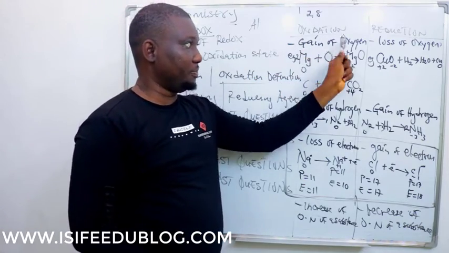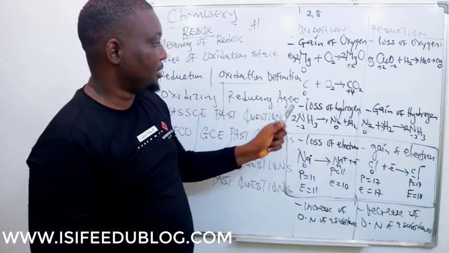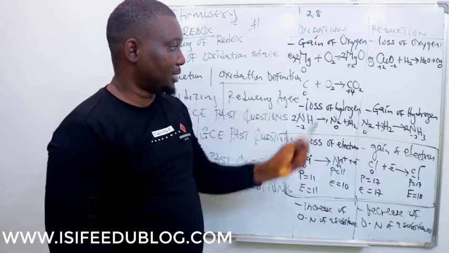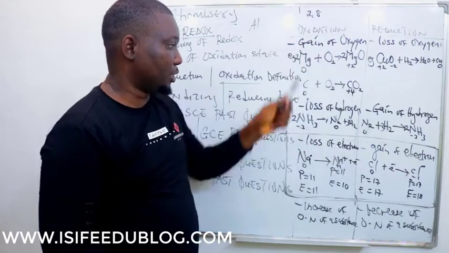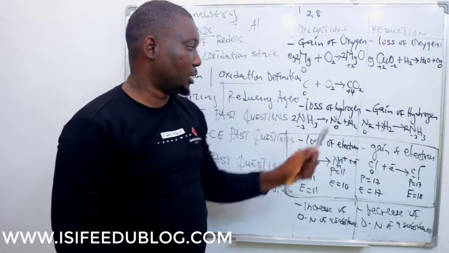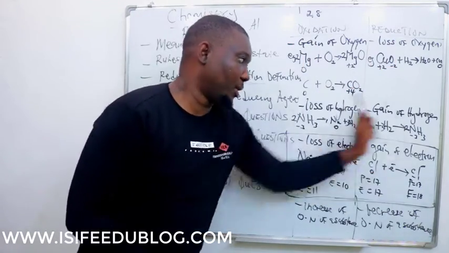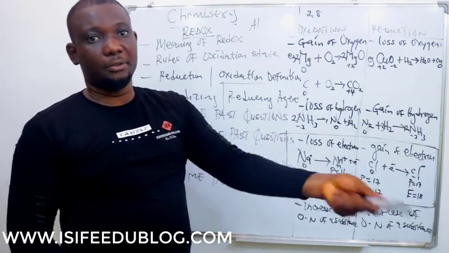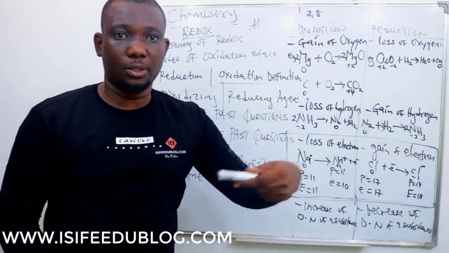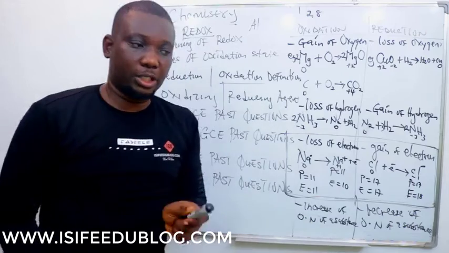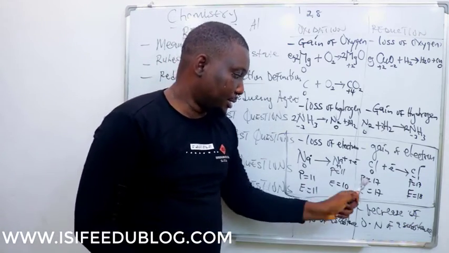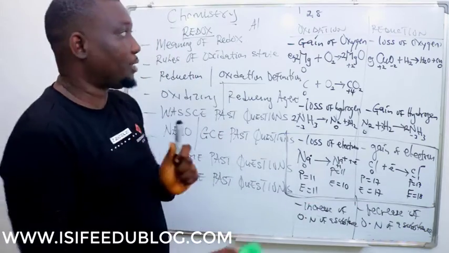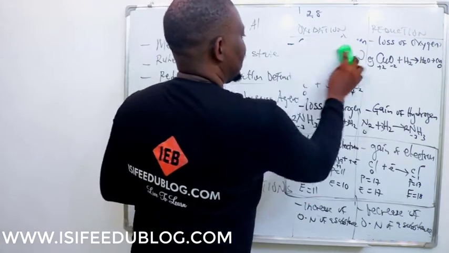Reduction, gain of oxygen; loss of oxygen, loss of hydrogen, oxidation; gain of hydrogen, reduction; loss of electron, oxidation; gain of electron, reduction. Remember this one in this block form, where I use OIL RIG. Oxidation is loss, reduction is gain. Increase in oxidation state is oxidation, decrease in oxidation state is reduction.